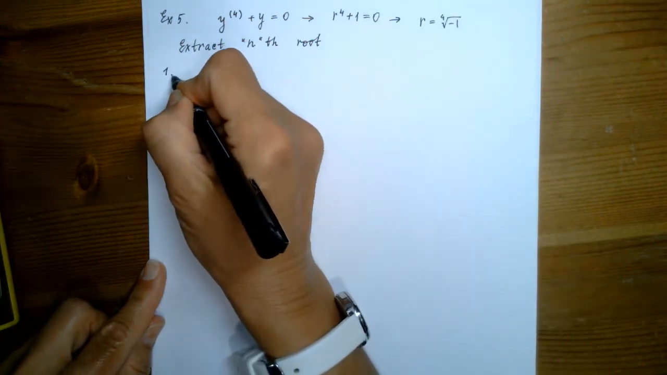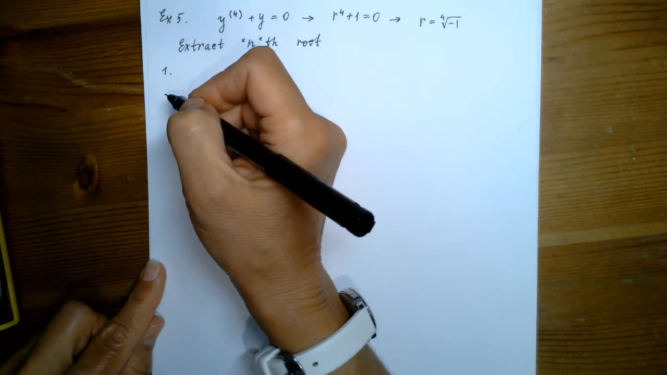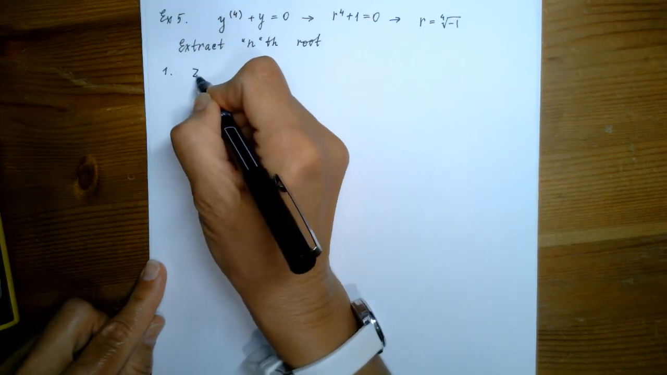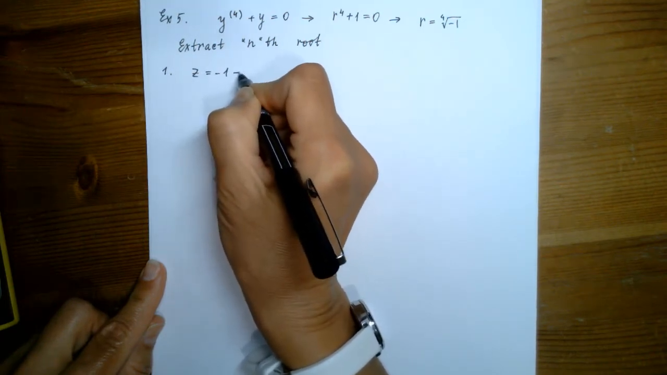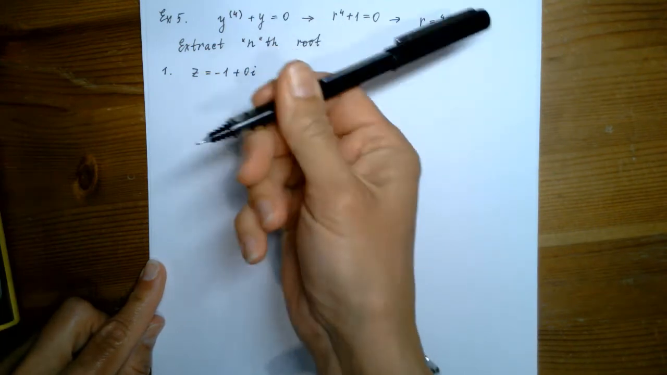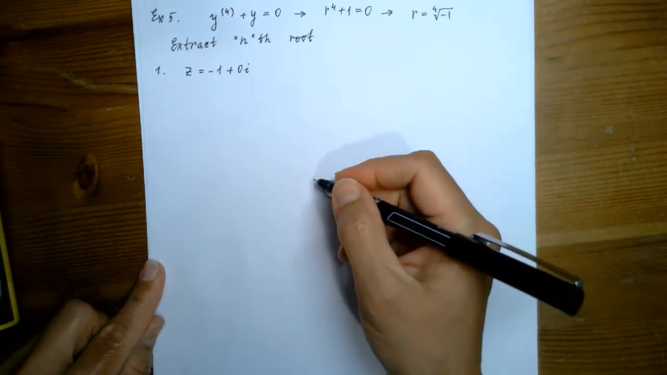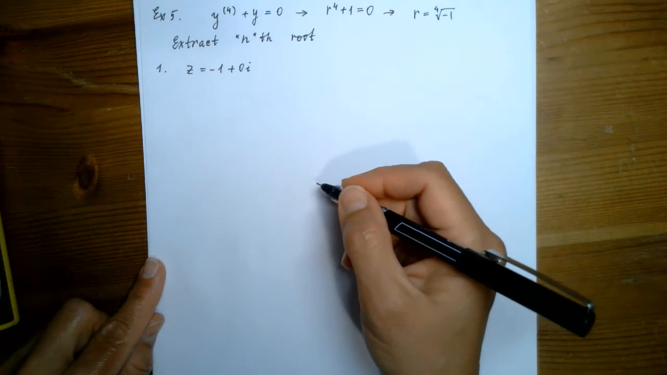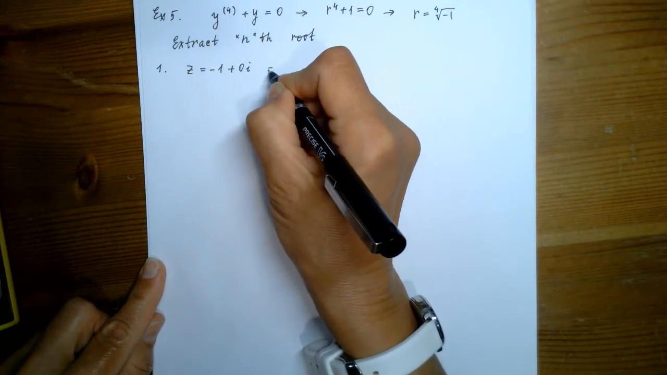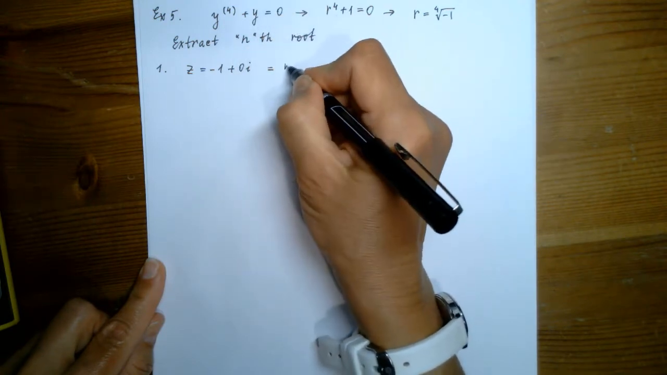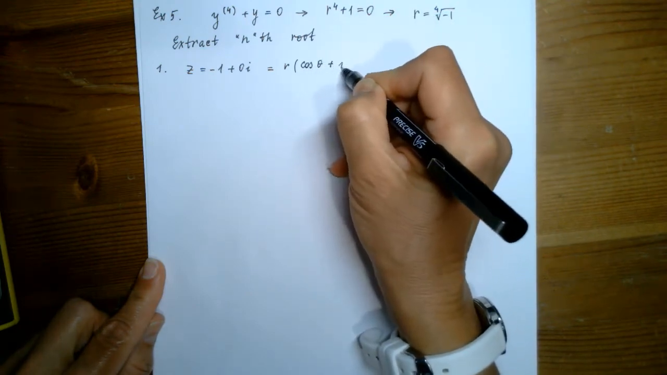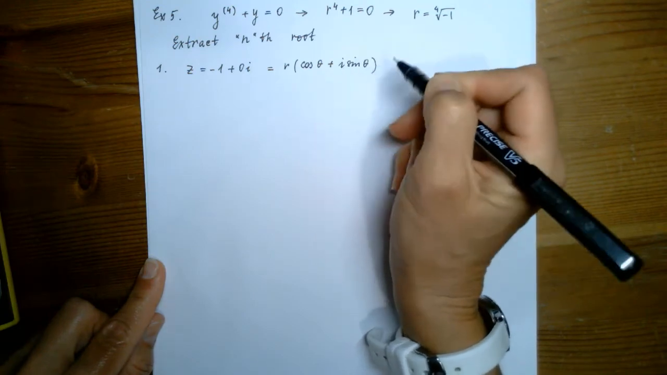Step number 1, we need to represent it in a polar form. Or first, maybe we should represent it as a complex number. The complex number here is minus 1 plus 0i, right? Because the number is real, we have minus 1 plus 0i. Step number 2, we'll need to convert it into polar form. Polar form is something like this: r times cosine of theta plus i sine of theta.